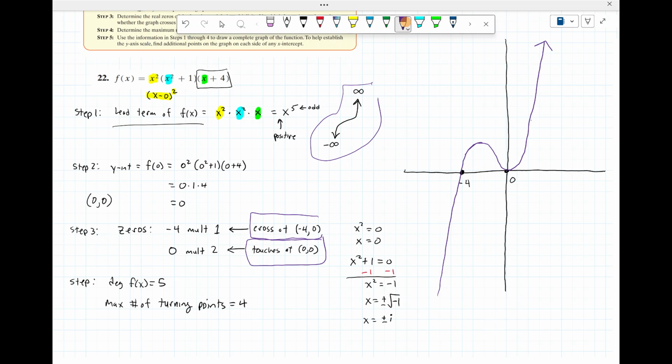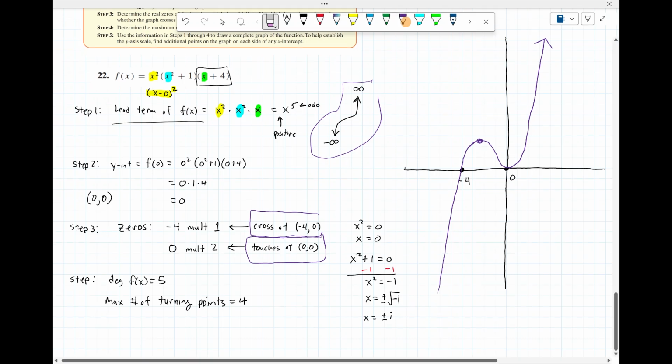Now it's possible, maybe, that it goes like this because we could have as many as 4 turning points. So here we have 1, 2, 3, 4. But we'll start with the simplest, and then maybe after we graph it, we will adjust the graph depending on what it looks like. All right, let's go to Desmos.